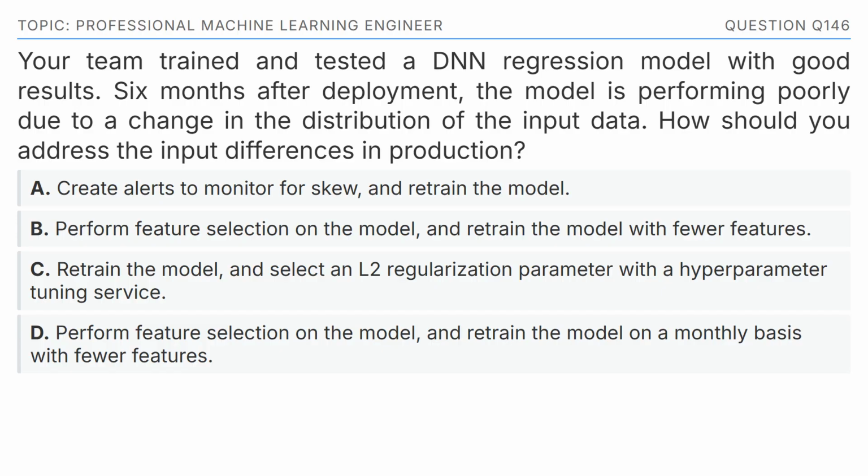The options are: Option A, create alerts to monitor for skew and retrain the model. Option B, perform feature selection on the model and retrain the model with fewer features. Option C, retrain the model and select an L2 regularization parameter with a hyperparameter tuning service. Option D, perform feature selection on the model and retrain the model on a monthly basis with fewer features.